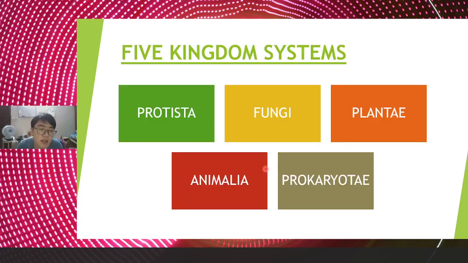Okay, so next is the 5 kingdom system. So in the syllabus, you have 5 kingdoms. First kingdom, Protista, fungi, plantae, animalia, and Prokaryote. But in our syllabus, Prokaryote you don't need to learn. Why? Because in Semester 1 you already learned Prokaryote, bacteria, in chapter 2. You already learned it. So Prokaryote, you don't need to learn. You just learn 4 kingdoms: Protista, fungi, plantae, and animalia.